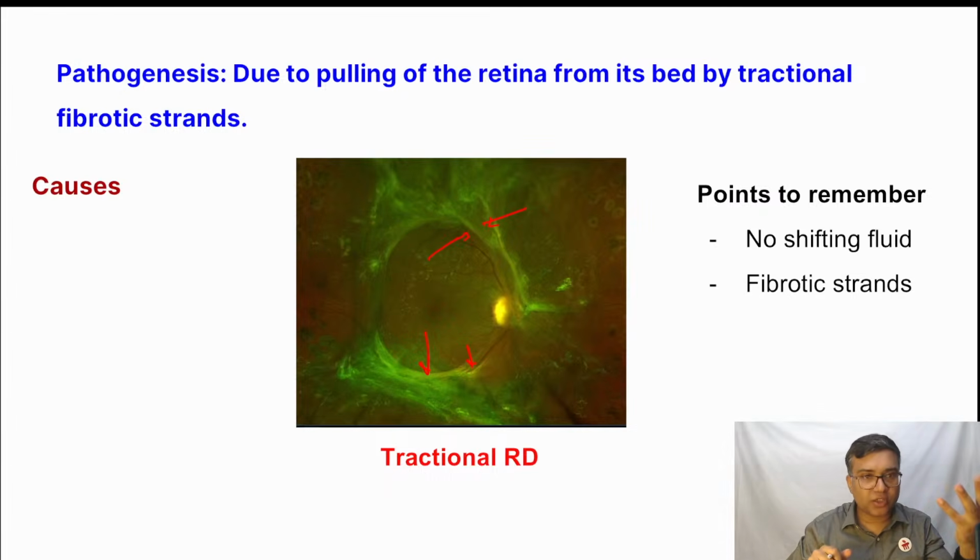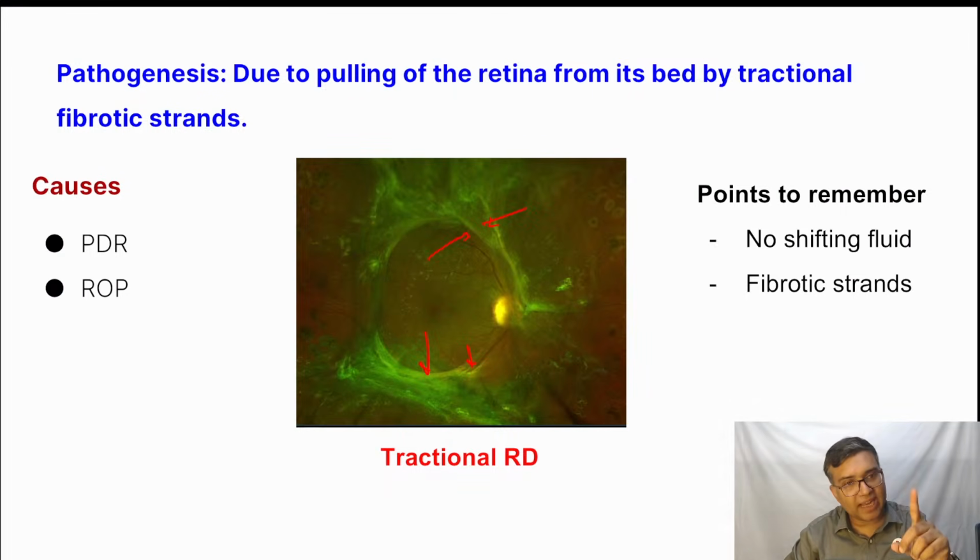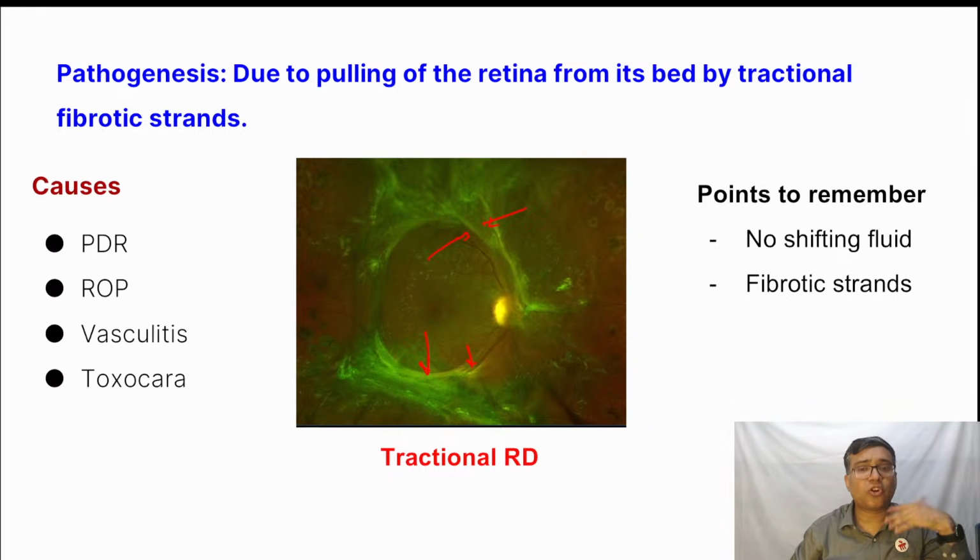So what are the important causes? The most common cause in Indian population is proliferative diabetic retinopathy. And if they are asking about the child, I told you the fibrotic strands in the child, that is the ROP. Okay, sometimes even in the patients who are having vasculitis like Coats disease or sarcoidosis, or even in the patients who are having inflammation because of some parasite like Toxocara, they can also get a tractional retinal detachment. So these are some important points regarding the retinal detachment.